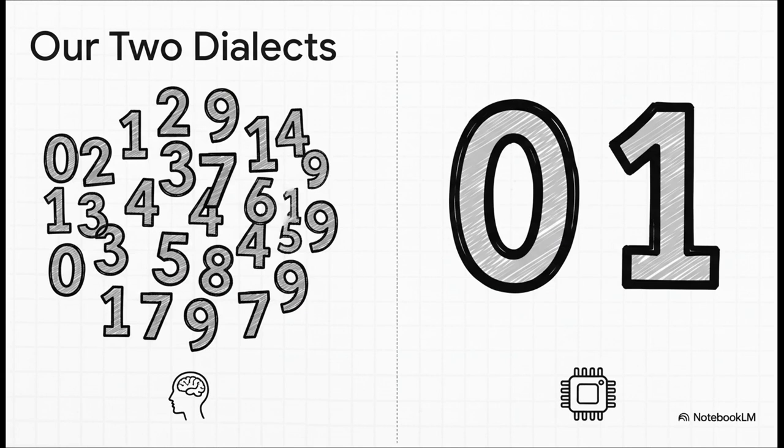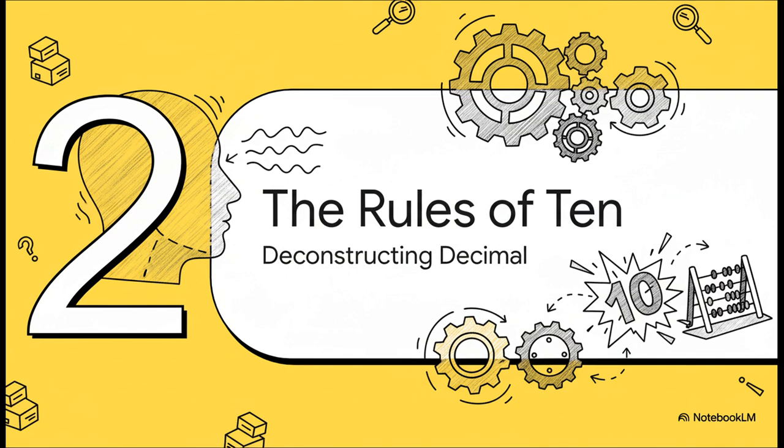So you've got our dialect, right? Decimal. It's got a vocabulary of 10 symbols, 0, 1, 2, all the way up to 9. But the machine, its dialect, binary, has a vocabulary of just 2, 0 and 1. That's the whole shebang. Okay, so let's look at the rules of 10.